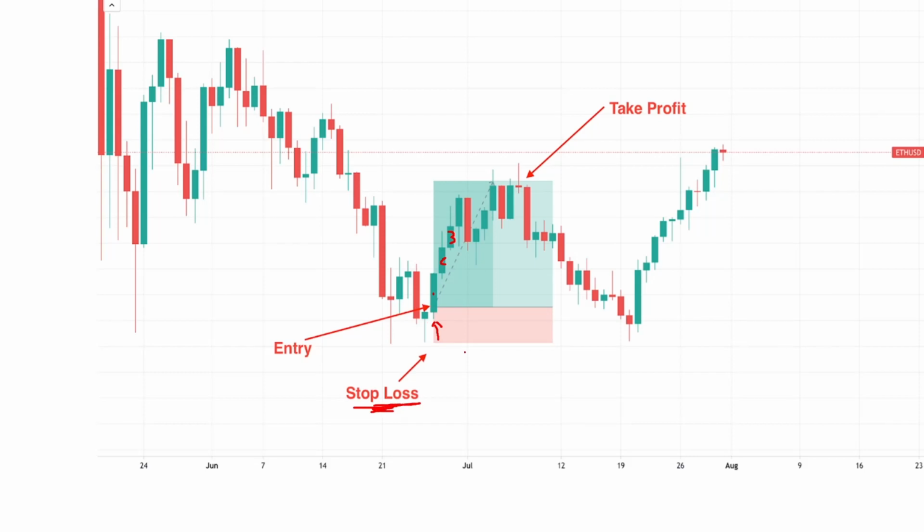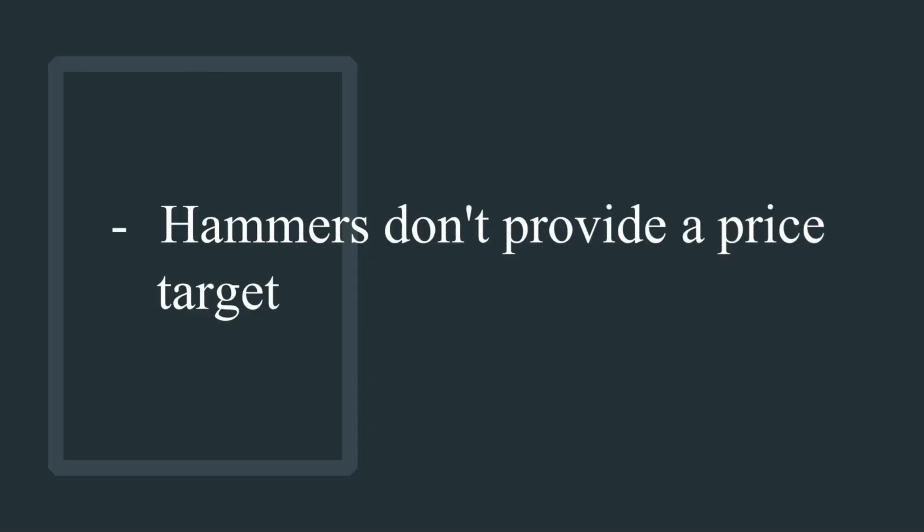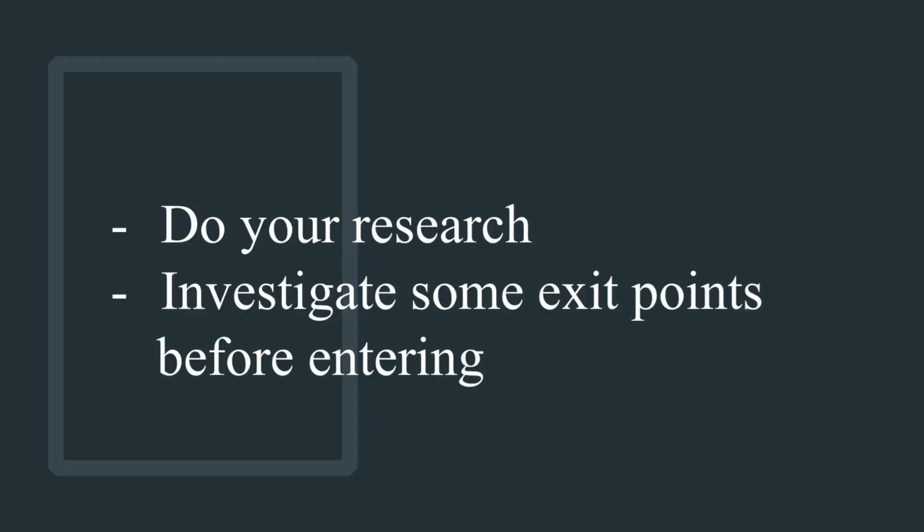This is also why it's important to get in and out of the trade at the correct times, as I mentioned above. You need to exit using other types of candlestick patterns or analysis. Hammers don't provide a price target, so figuring out what the reward potential is can be quite difficult. There are many scenarios where the risk posed to the trader entering a position based on a hammer doesn't justify the potential reward. Do your research and investigate some exit points before entering.